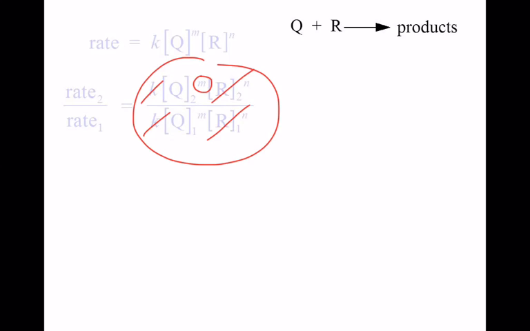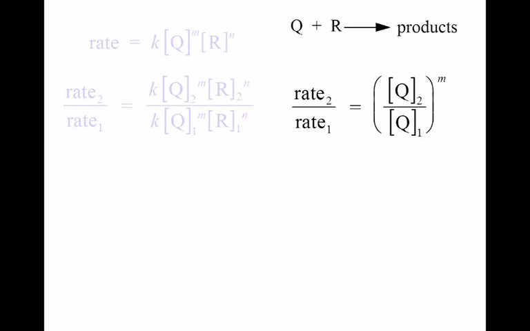Okay? So we'll go ahead and rewrite that. Okay, so we could say that the ratio of the rate 2 to rate 1 is equal to the ratio of Q2, molar concentration of Q, for the second trial to the first trial, all raised to the reaction order M, and we're after M.